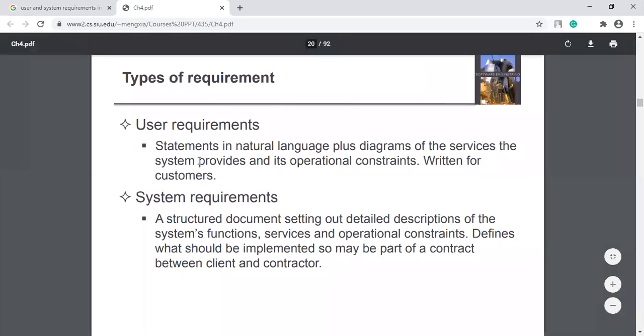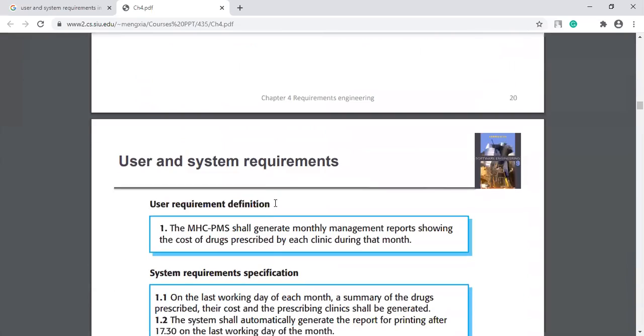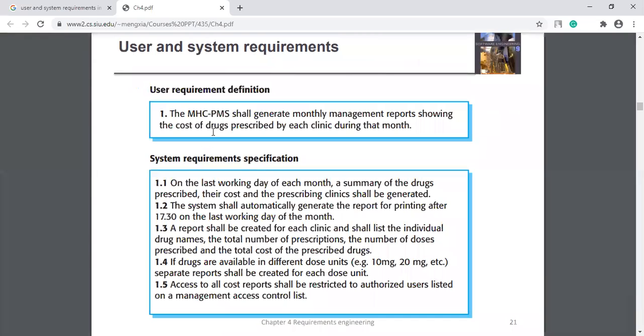Depending on that mental health care software, we will see an example of user requirements, and we will also see an example of system requirements. Here is one small example. This is a user requirement of a mental health care software system: the MHC-PMS shall generate monthly management reports showing the cost of drugs prescribed by each clinic during that month.